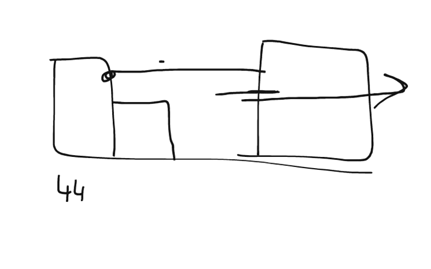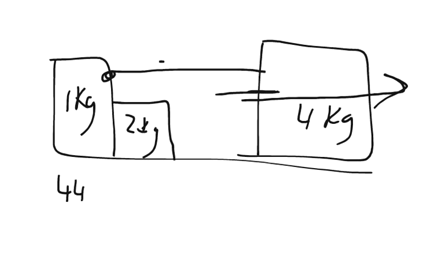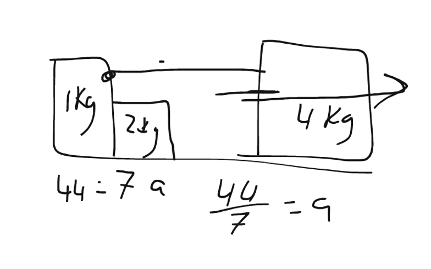And so the question is, first determine the acceleration of the given system. So we have this block is 1 kilogram, this one's 2 kilograms, and this one is 4 kilograms. And so our force is 44, our mass is 7, and we want to find our acceleration of the given system. So 44 over 7 equals acceleration, which equals 6.28. And that could probably be rounded up to 6.29.